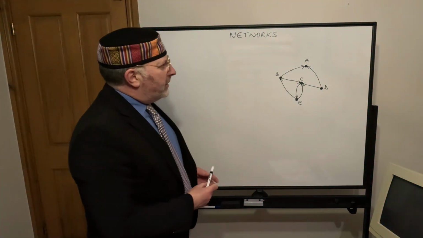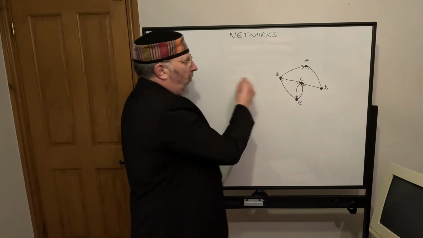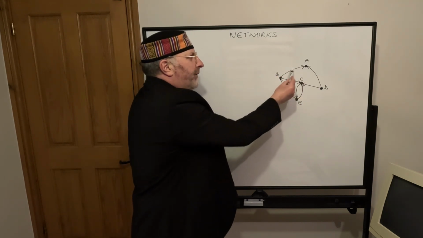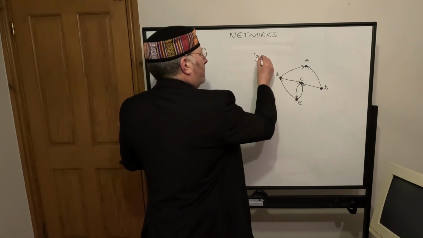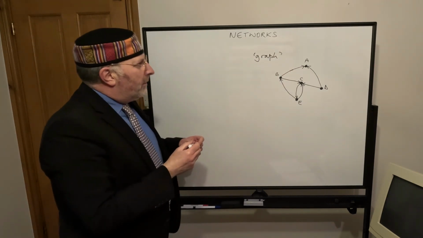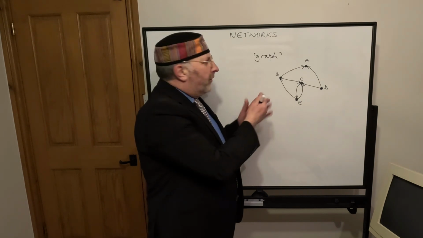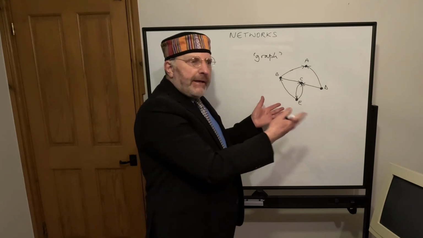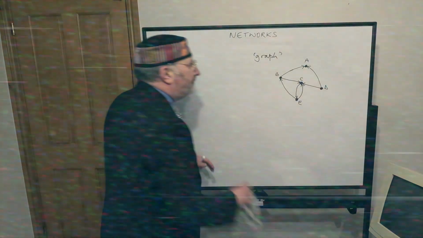One thing I should have mentioned is that in mathematics, something like this, or the undirected version as well, is known as a graph. So in mathematics, the mathematics of networks is known as graph theory. That's another term that one might encounter.